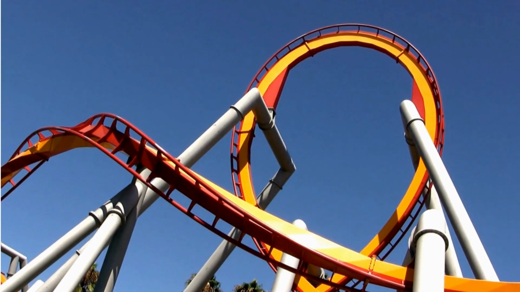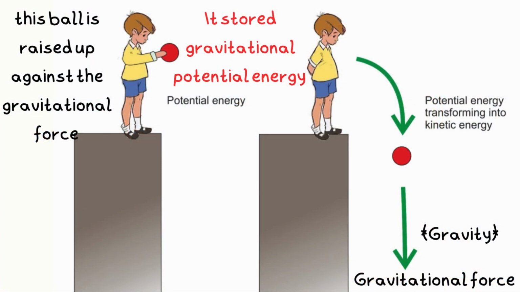So now we will take the forms of potential energy and the forms of kinetic energy. As you see here, this ball is raised up against the gravity force. You remember the gravity force, the pulling force that pulls all objects toward the Earth's surface or the ground. So when the ball is raised like that, it is raised up against the gravity force. Yes? So it stores potential energy.